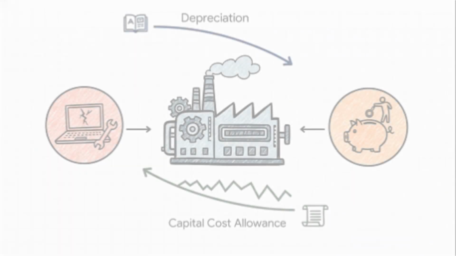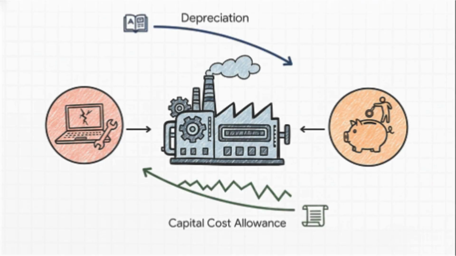A perfect example is depreciation. Let's say you buy a big piece of machinery. For your own books, you might spread that cost out over 10 years, but the tax rules have their own system called capital cost allowance, or CCA, and it might let you write it off faster or slower in any one year. The numbers are different. But here's the thing, by the end of that machine's life, you'll have deducted the full cost on both sets of books.